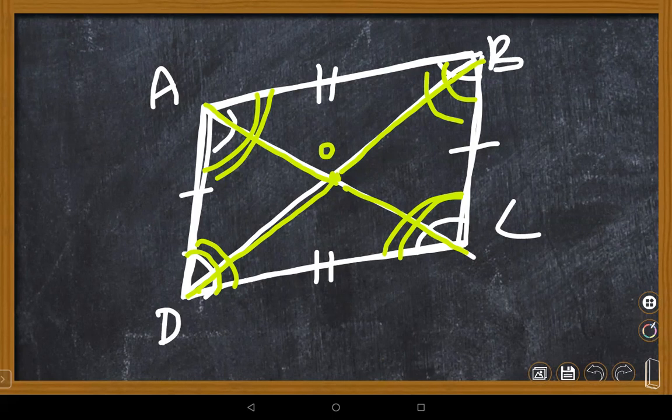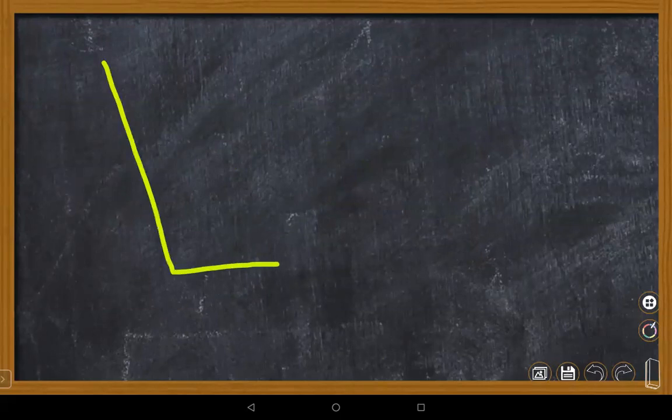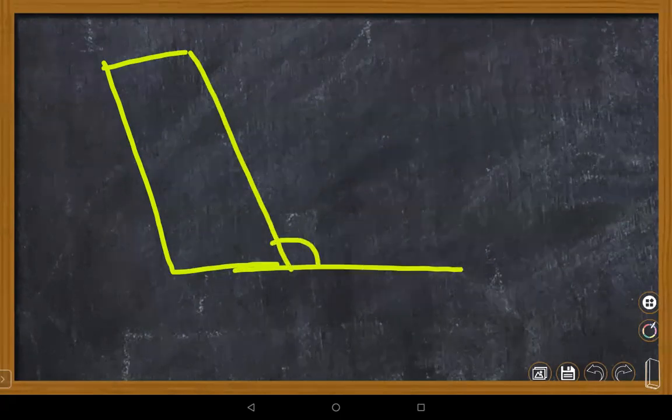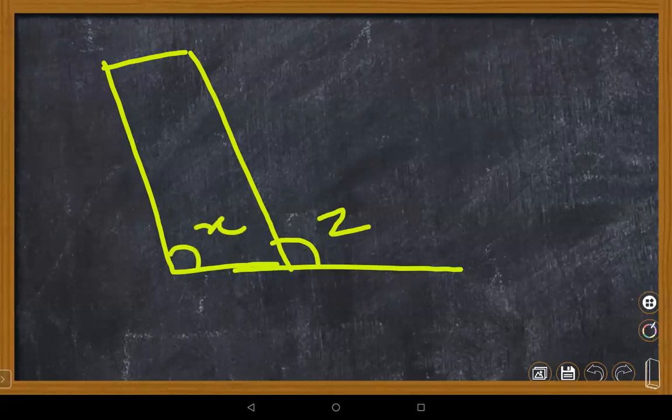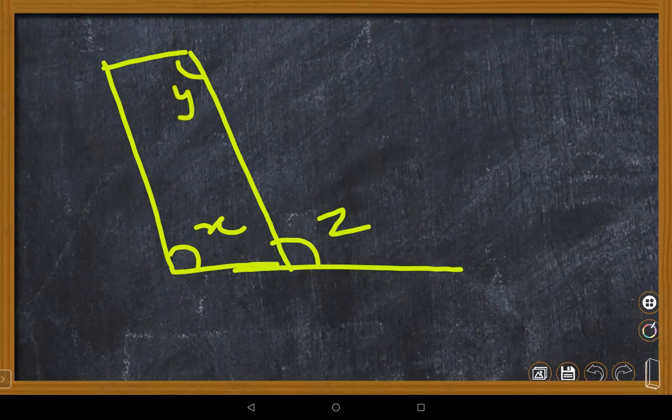Then shall we go with another figure, children? In this parallelogram, let us glance at what type of questions are possible. The question is, you just see here. This is exterior angle Z. This is angle X. This is angle Y. This is angle 50. You need to find the values of X, Y, Z in this parallelogram.